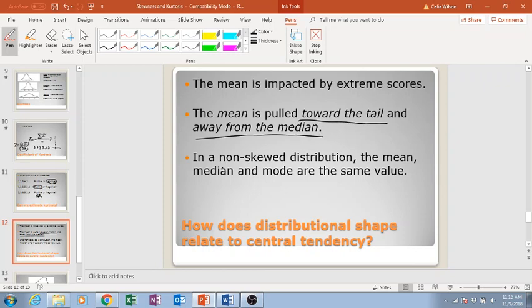In a non-skewed distribution, so if it's non-skewed, what is our skewness going to be? It's going to be 0. If you have a non-skewed distribution, the mean, the median, and the mode are the same value. Okay, so just some facts to remember and think about.